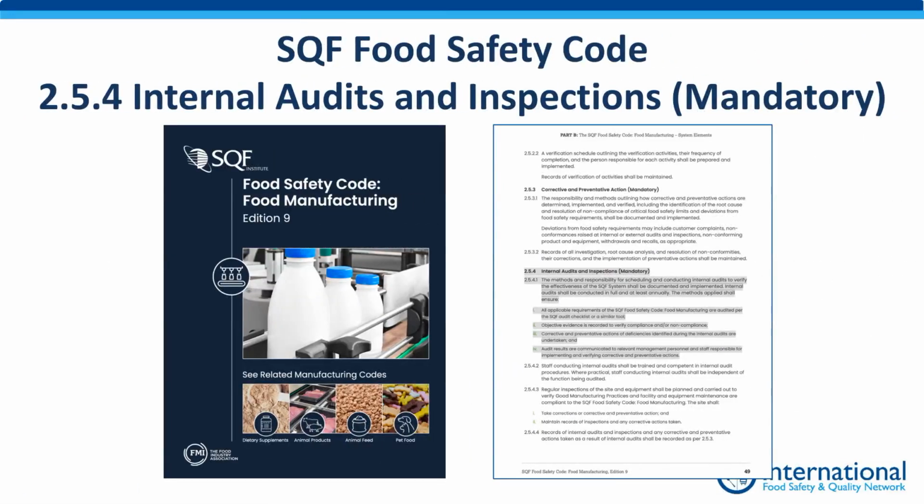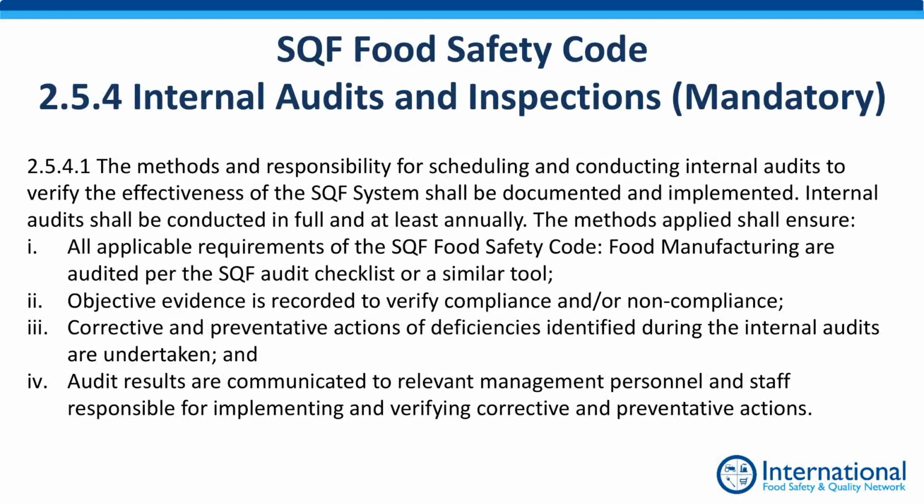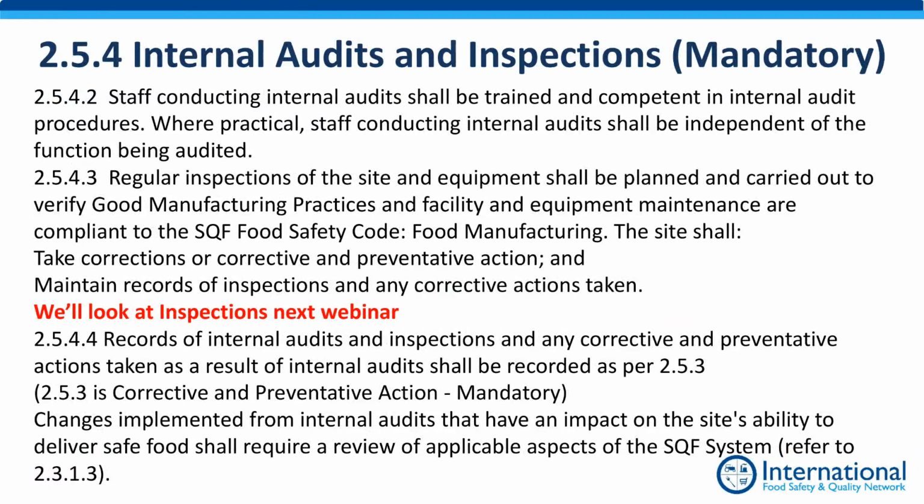So let's look at the SQF Food Safety Code 2.5.4 internal audits and inspections. The methods and responsibility for scheduling and conducting internal audits to verify the effectiveness of the SQF system shall be documented and implemented. We'll come on to this section in a bit more detail in a bit. We've then got a requirement for staff conducting internal audits to be trained and competent in internal audit procedures, and where practical, staff conducting internal audits need to be independent of the function being audited.